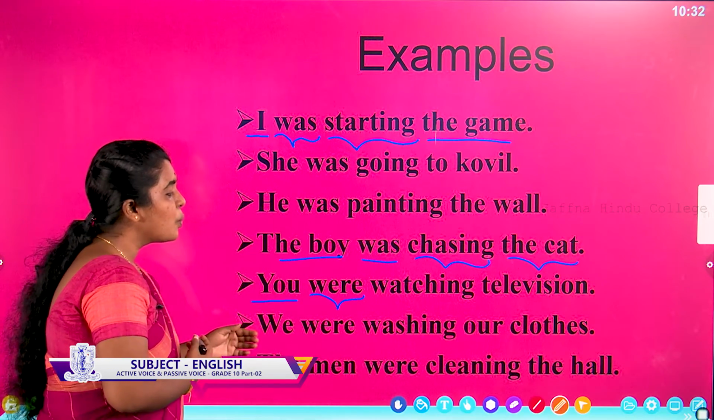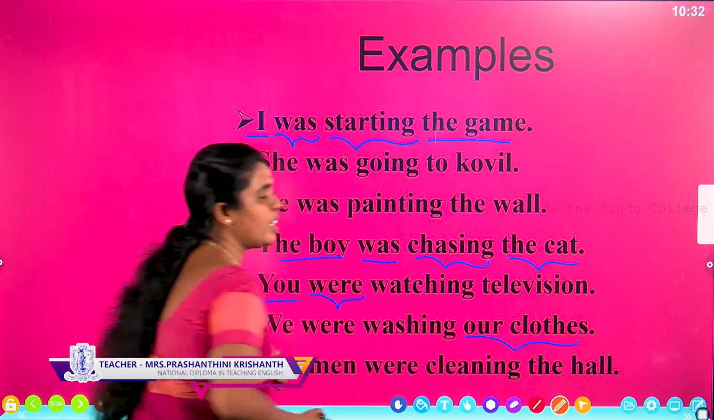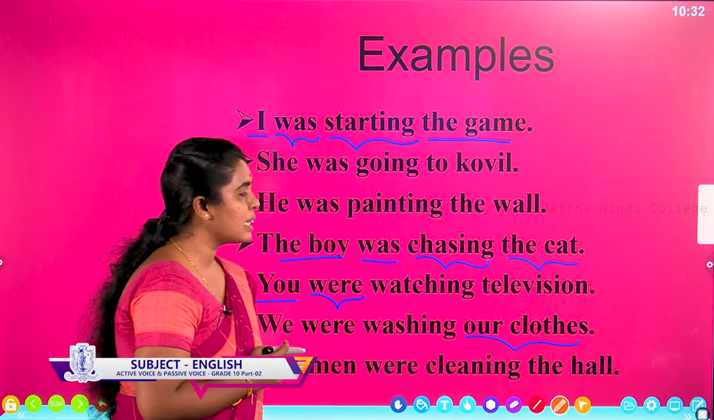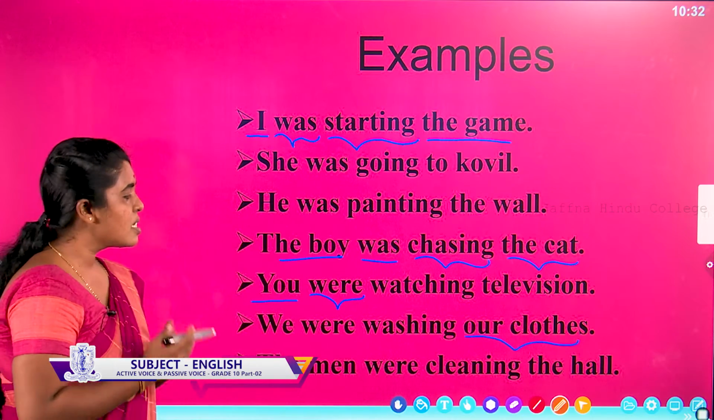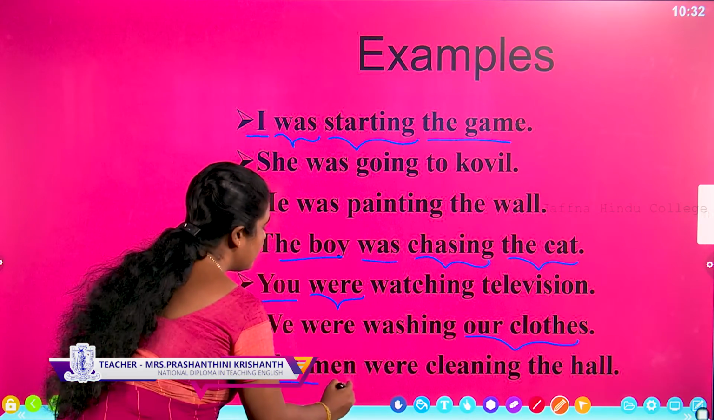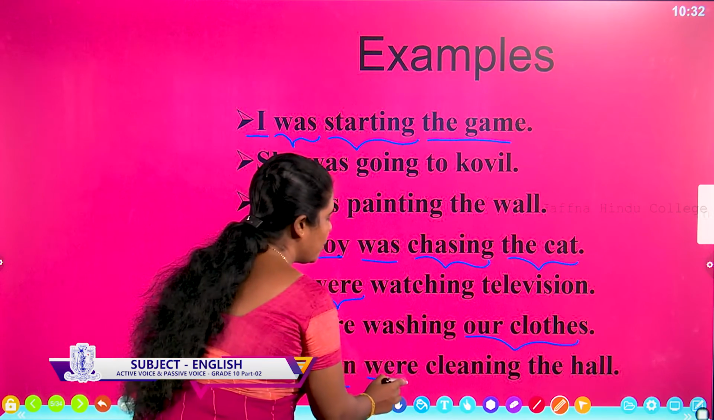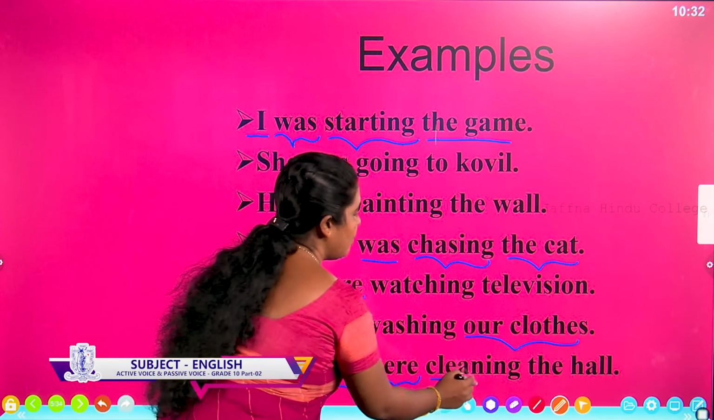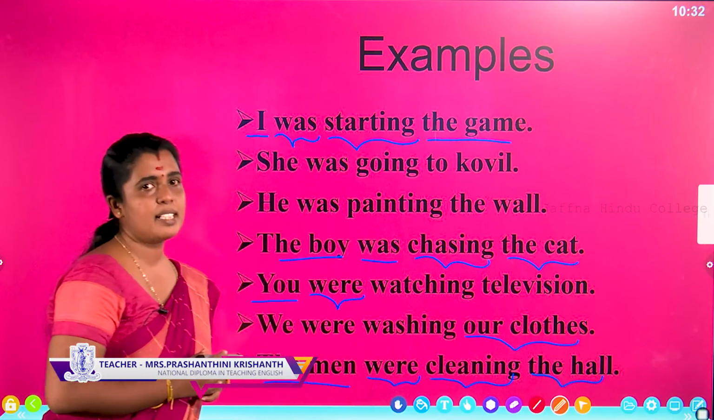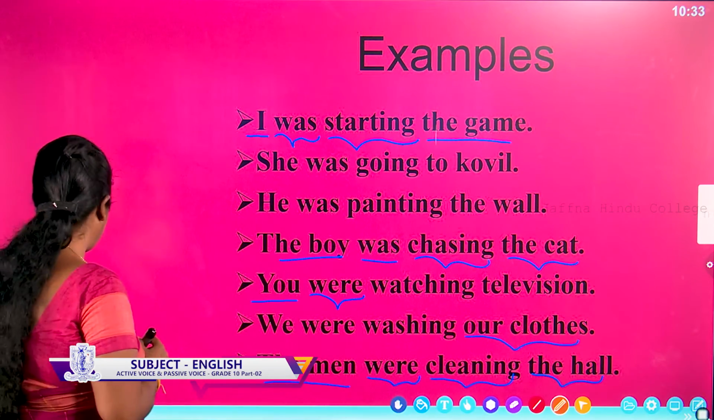Next example, we were washing our clothes. So our clothes is the object of this sentence. The last example, the men were cleaning the hall, right? So who were cleaning the hall? The men. Who is the doer here? The men. So this is the subject of this sentence. And the helping verb is were, and the verb is cleaning. So the hall is the object of this sentence. So I hope you understood this lesson clearly.